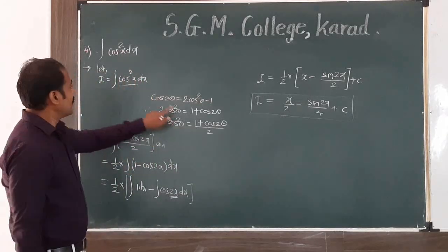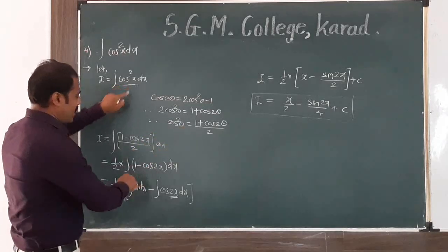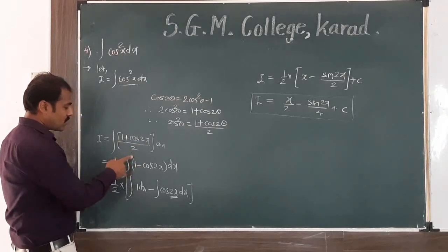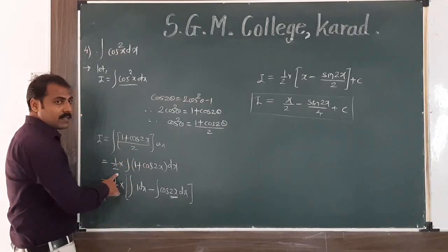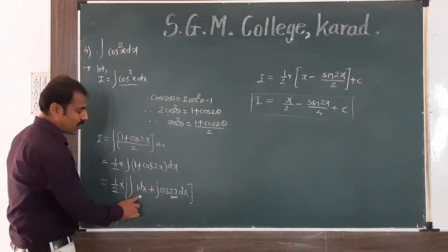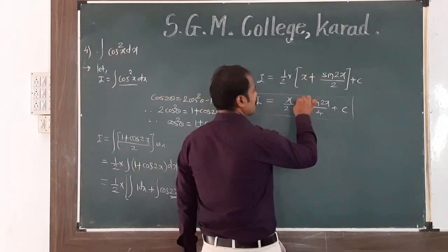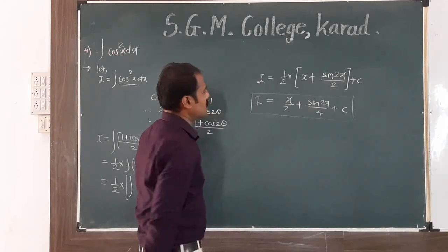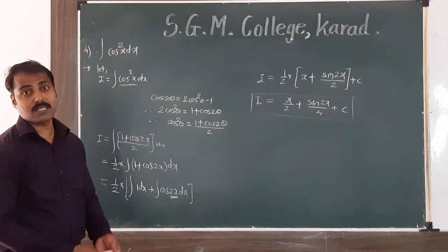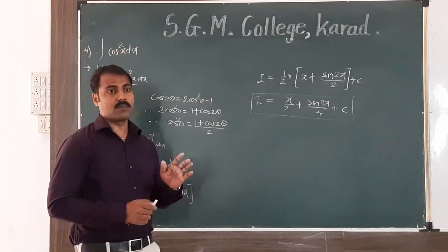Now, I can write instead of cos square x, 1 plus cos 2x divided by 2. Here 2 is a constant, take it outside the integration sign. Separate the integration. Here integration of 1 is x and integration of cos 2x is sin 2x divided by 2. After simplification we get the answer: I is equal to x by 2 plus sin 2x divided by 4 plus constant of integration c. Okay, it's very simple.